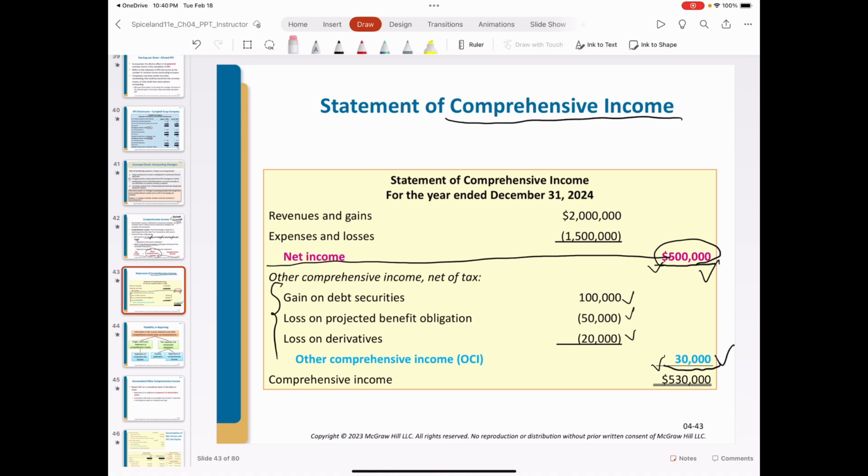Also, here the $100,000 was reported as gains on debt securities. So this represents the unrealized holding gains for these debt securities. If we assume the company sells this debt security, then the $100,000 gain will be realized. If that's the case, the $100,000 will be reported in the income statement. Similar to the earnings in the income statement, the unrealized holding gains or losses are reported net of tax.